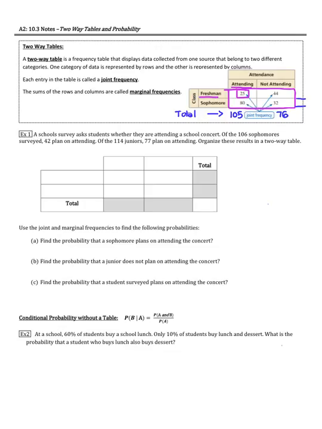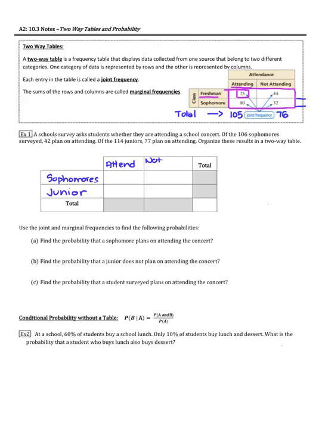So let's first look at how we fill in this table. We have here a school survey asking students whether they are attending a school concert. Of the 106 sophomores surveyed, 42 plan on attending. Of the 114 juniors, 77 plan on attending. And we want to organize these results. So we are looking at the difference between sophomores and juniors, that's one set of categories here, and we're going to compare them against who is attending and not attending.